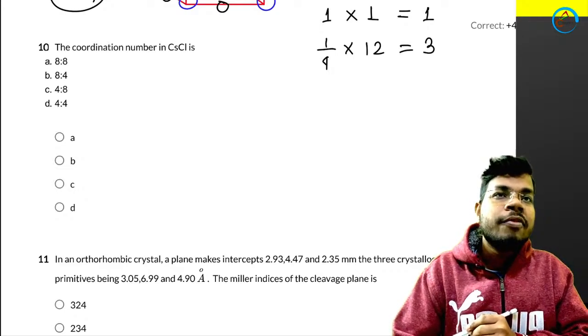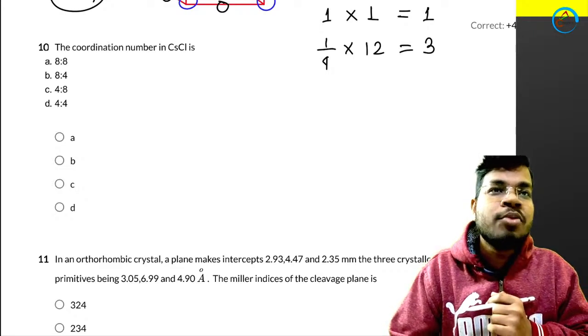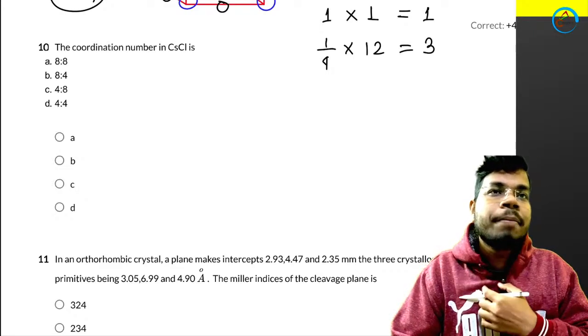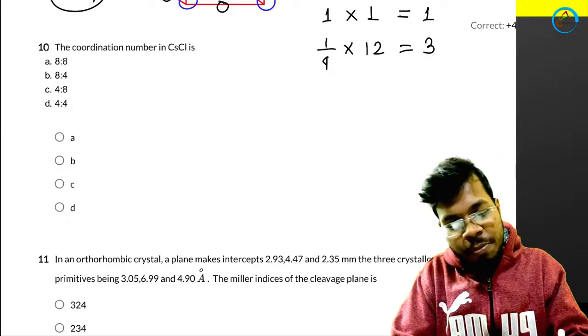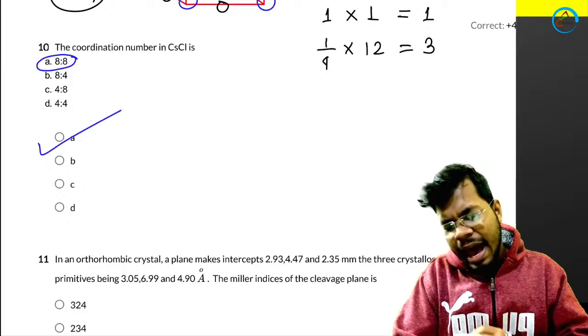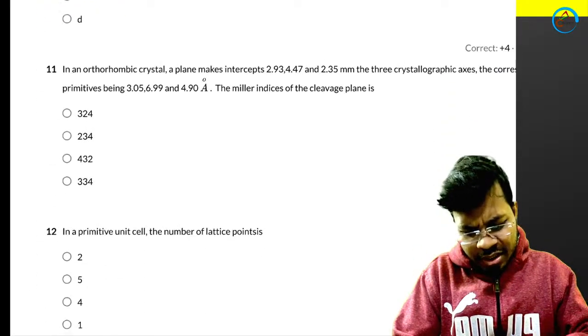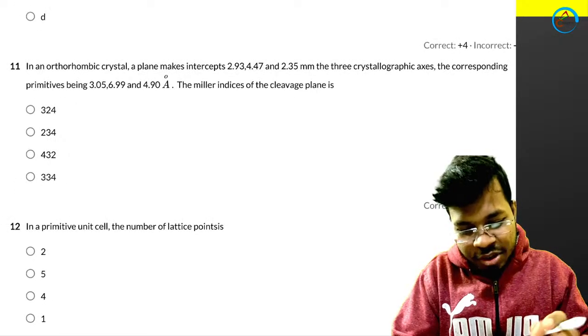Devajit, Divyat, I'm sorry if I am making any mistake. Pritham, Prayajit, Shibraz, very good. Okay, so your option will be option A, 8:8. Next question. How many of you can solve this question? Let's see. Question number 11.